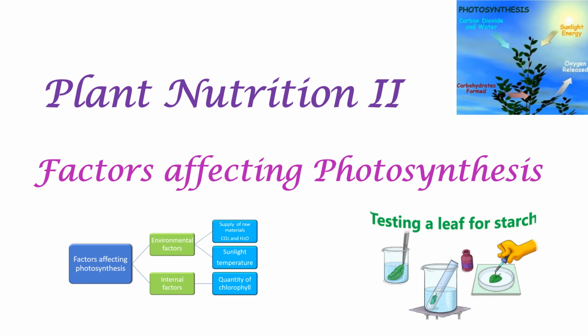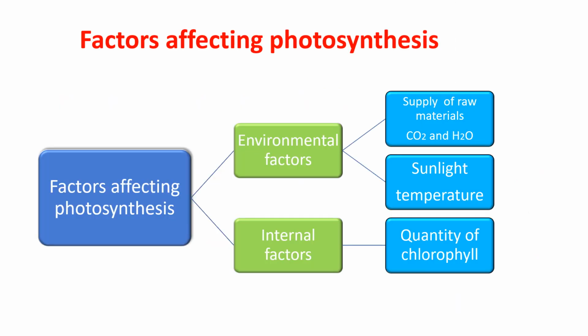This video brings the second part of plant nutrition, factors affecting photosynthesis. Factors affecting photosynthesis are of two types, environmental factors and internal factors. Environmental factors are supply of raw materials like carbon dioxide and water, and outside factors like sunlight and temperature. Internal factors could be the quantity of chlorophyll.